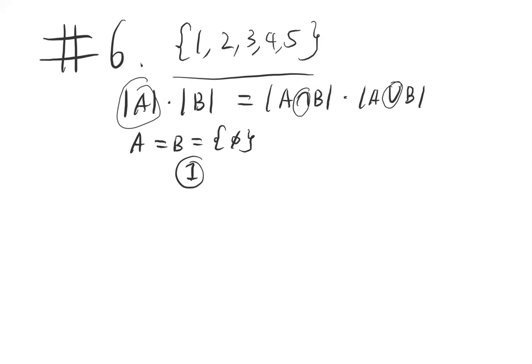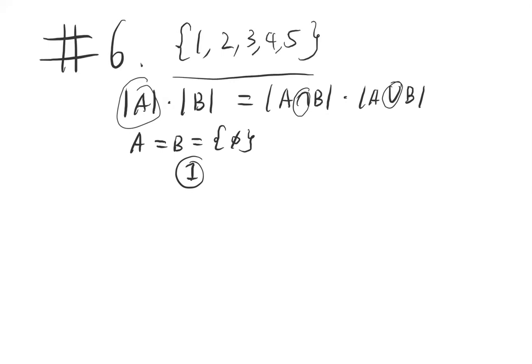Another case is when one of the sets is empty. How does this condition satisfy the equation above? So let's say, without loss of generality, A is empty and B is a non-empty set. So what happens is the intersection of A and B is empty, so the whole thing becomes 0.